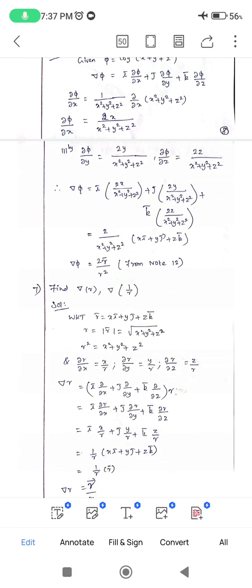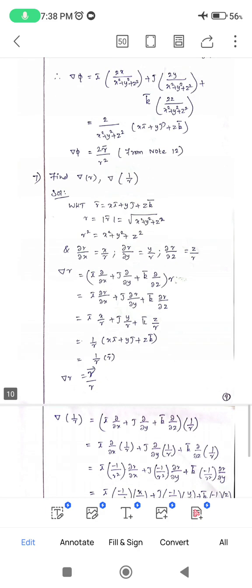So del phi is equal to i vector into 2x by x square plus y square plus z square plus j vector into 2y by x square plus y square plus z square plus k vector into 2z by x square plus y square plus z square. So 2 by x square plus y square plus z square is common, take it outside. So we get x i vector plus y j vector plus z k vector, which can be written as r vector. So 2 r vector by r square.